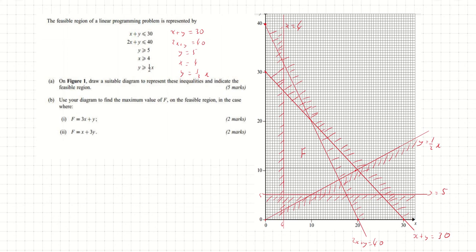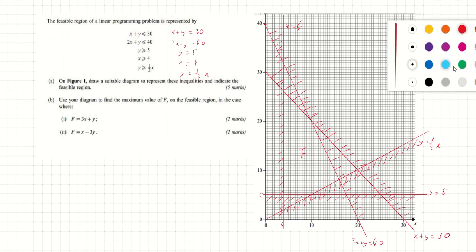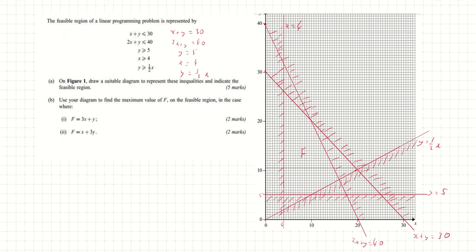In part B, it says use your diagram to find the maximum value of f on the feasible region in a couple of different cases. Well, the point with linear programming is that maximum and minimum values can only occur at the corners of the feasible region. So we only have to ever look at the corners of the feasible region. So I'm going to label these in green. There's one here, there's one here, there's one here, there's one here, and there's one here. There's 5 corners. So we only have to look at those 5 points. Well, we should work out the coordinates of those 5 points.